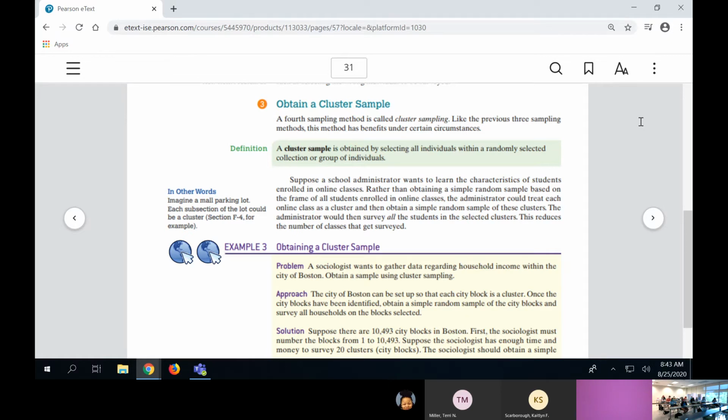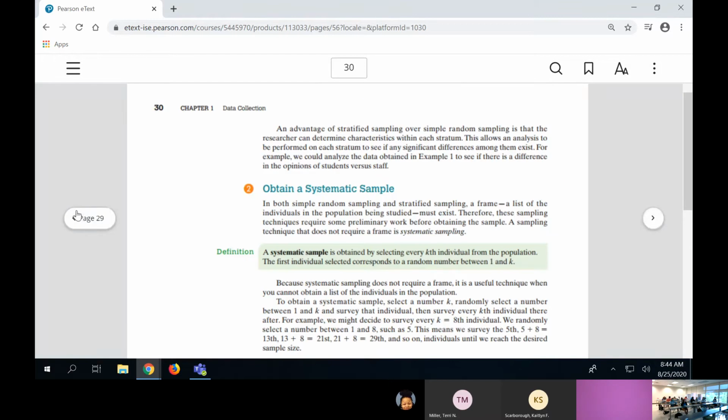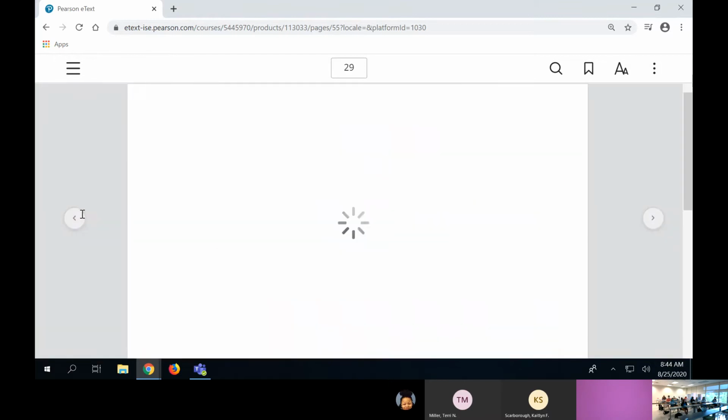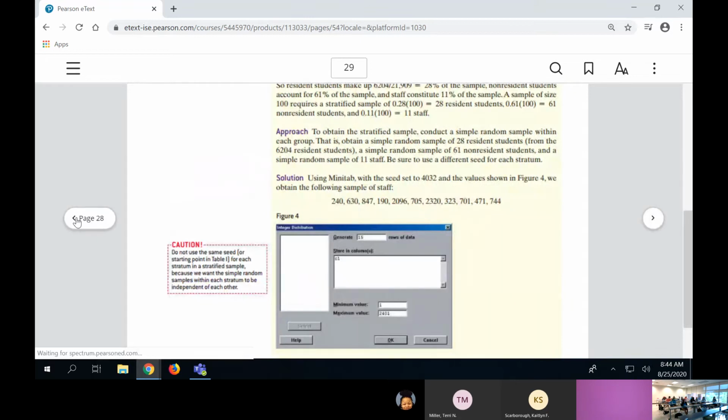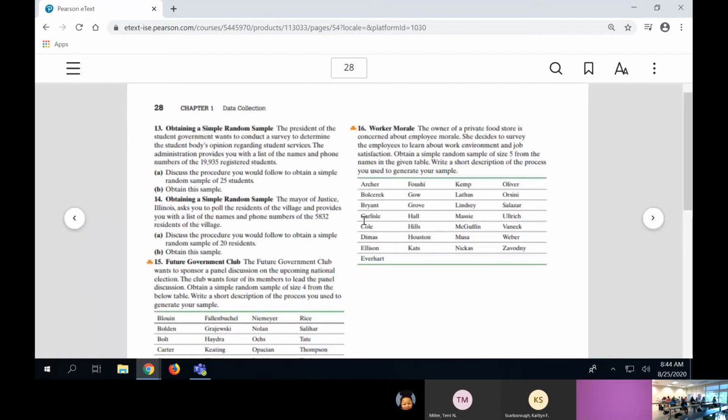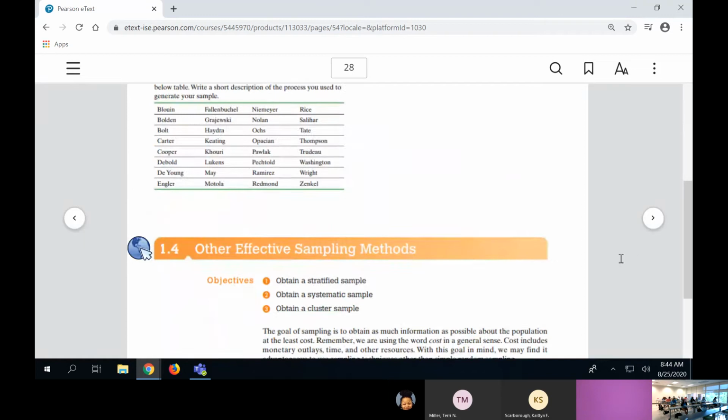The next is a stratified. Why did they put stratified first? I have no earthly idea why they put stratified first. This is the first book I've ever seen that puts stratified before systematic or before cluster. So I don't know. Maybe the author likes stratified. I don't know. But I've never seen a book put stratified before the others. I'm trying to get there.